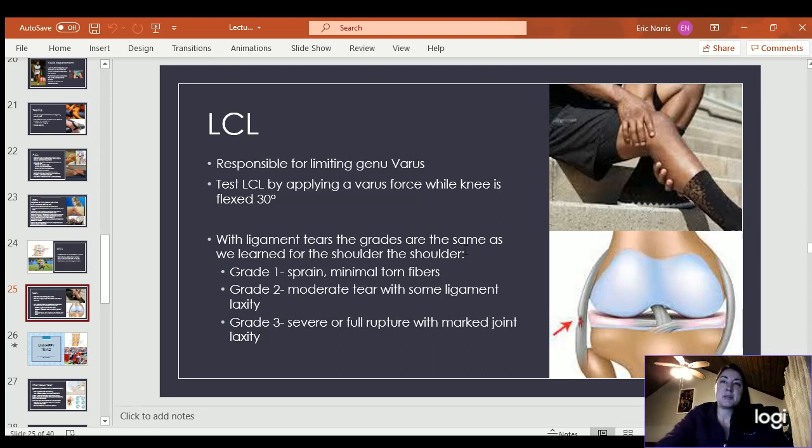I just realized I made a mistake on the PowerPoint, but anyway, a grade 1 is a sprain where minimal fibers are torn. A grade 2, there is a moderate tear. There is some ligament laxity. Remember, this one is more painful afterwards, because there's enough of the fibers that are torn and enough that are remaining that there's a lot of tension with certain movements on the remaining fibers. And then the grade 3 is a severe or complete rupture.